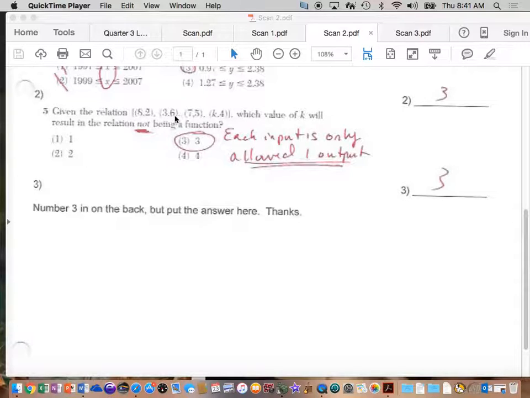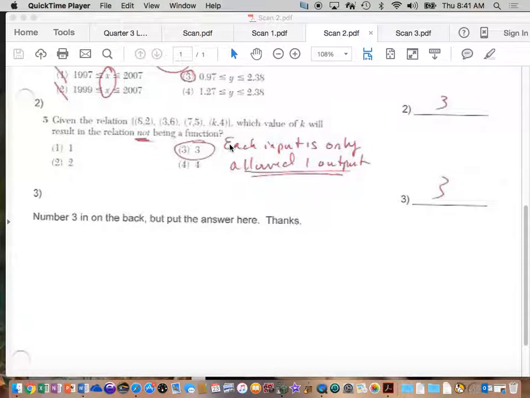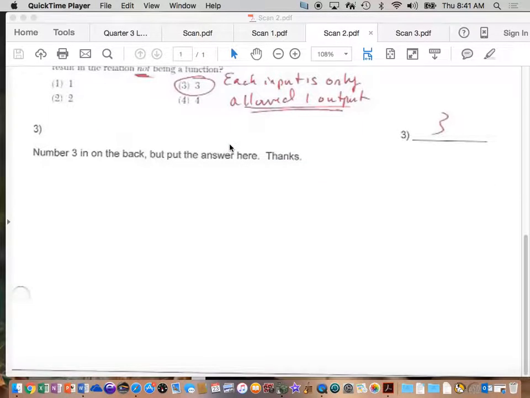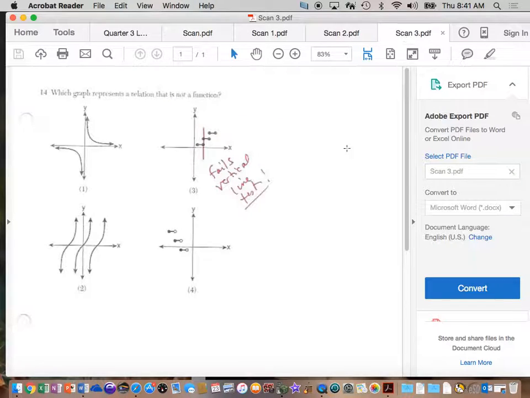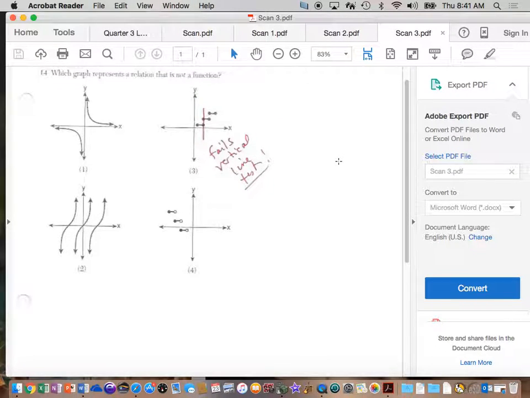So 8, 3, 7. Choice 3 is 3. That would make it 3, 6, and 3, 4. That's not allowed. Okay? Therefore, choice 3 is the one that would make it not a function. And for this one, again, as far as what is it isn't a function, it fails the vertical line test. It touches here and here, touches twice on a vertical line. That is not a function.